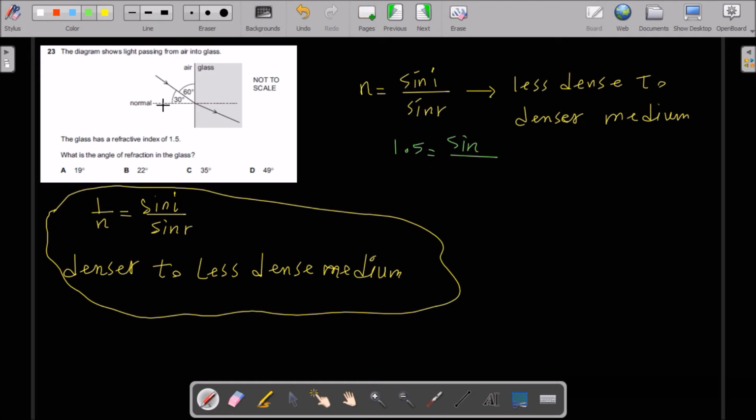Sine I is the incidence angle, so it is the angle between the incident ray and the normal, which is 30, divided by sine R. If you do cross multiplication, you can find R. R will be 19 degrees. That's why for question 23, A will be right.